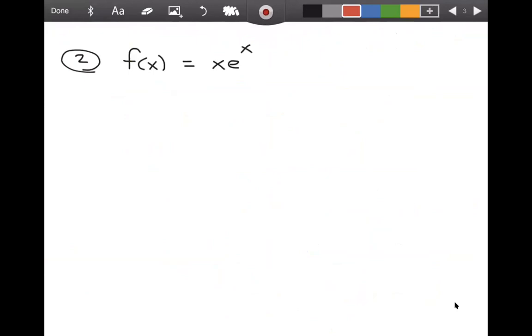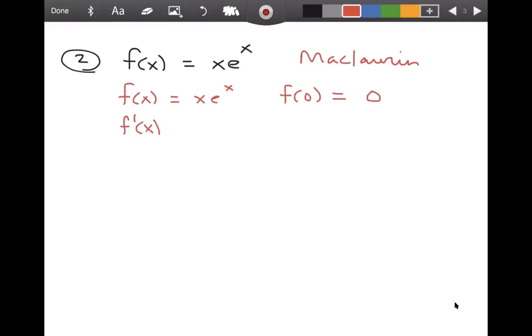In this problem, they wanted us to find the Maclaurin series. Remember, that's just the Taylor series about x equals 0 or about a equals 0. Okay, so for this, what you really need to do is start with the function. And then evaluate the function at 0. So that comes out to 0. And then take enough derivatives evaluated at 0 until you see a pattern in the coefficients.